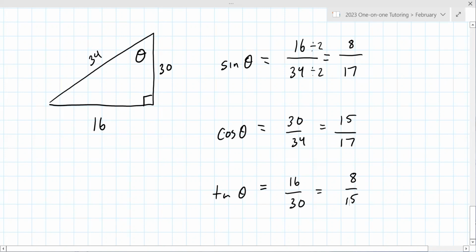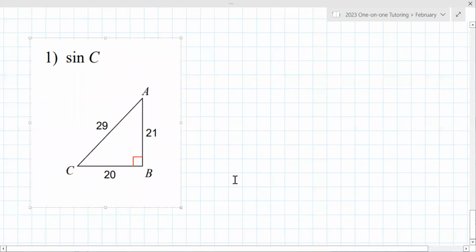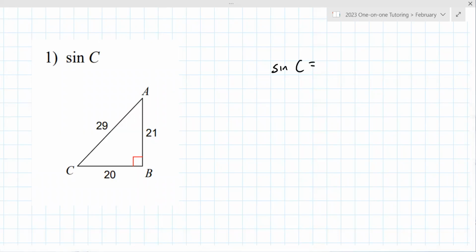So we're now gonna do some problems where you only have to find one of them, okay? I'm just gonna put one in front of you just to see if you've got the understanding down. So here we go. What is the sine of C? Now don't just blurt out an answer. I want you to take 1 minute here and tell me the correct answer.